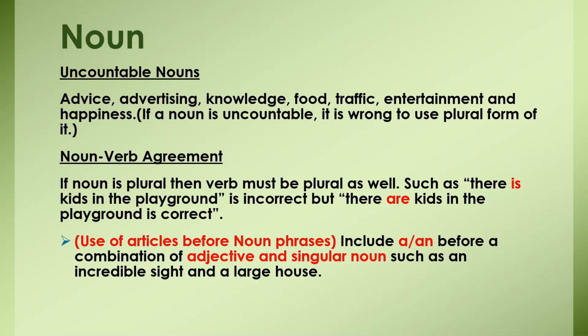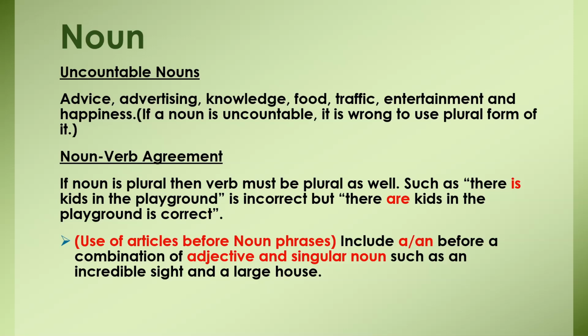The noun and verb must always agree with each other, meaning that if the noun is plural, the verb must be plural as well. For example, there is kids in the playground is incorrect, but there are kids in the playground is the correct sentence.